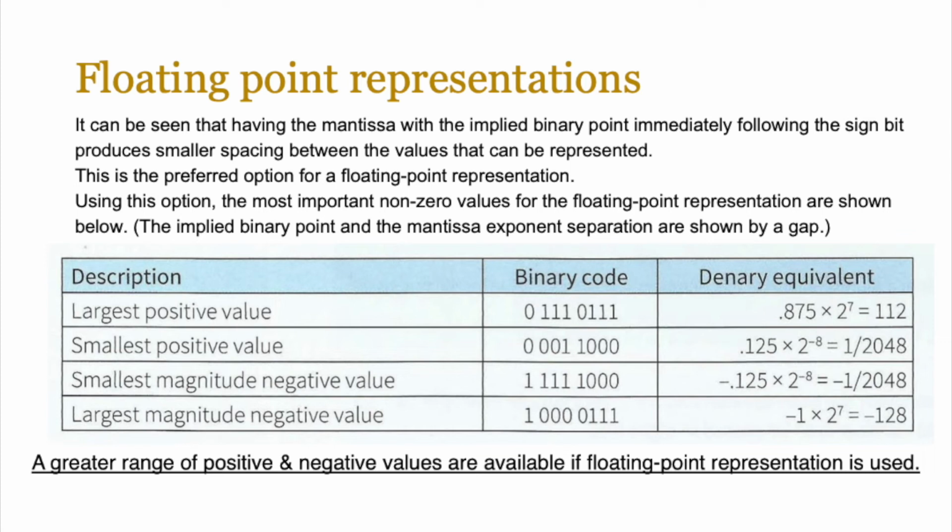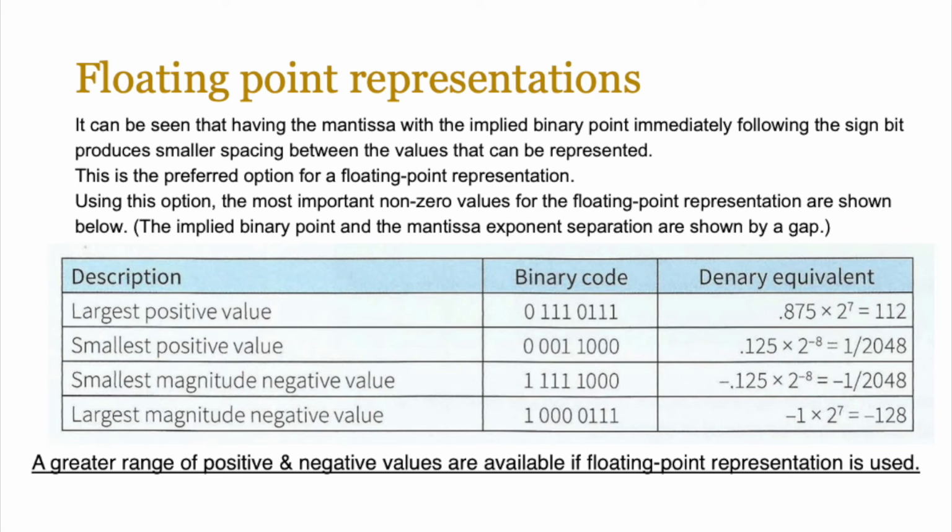By default, even if you don't see the binary point in a question, it is implied that the binary point is going to be after the sign bit. That means it's going to be immediately after the first bit on the left-hand side. In this case, we've just denoted it with a space. So if you were looking at the largest positive value, 0 is the sign bit, so it's a positive number.